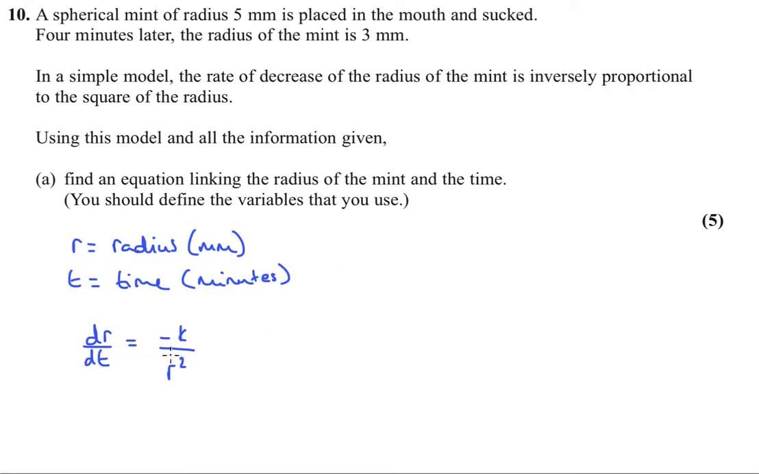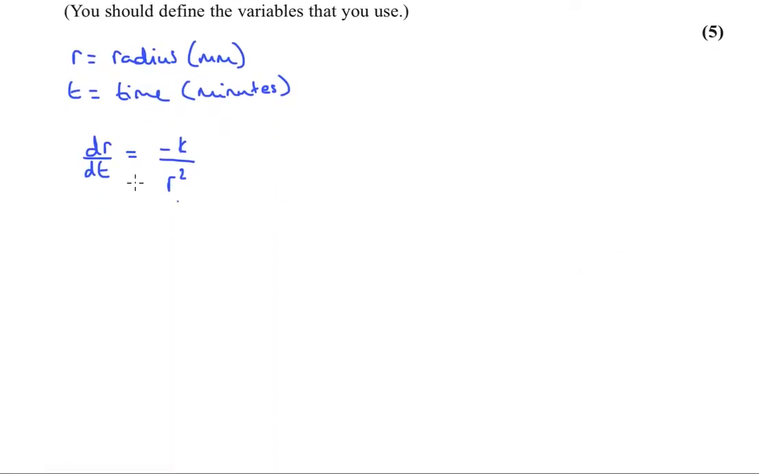We then need to solve this differential equation and use the information that we've been given to work out the value of k and work out the constant of integration that we're going to get. So we need to get the r's together on one side, so I'm going to have r squared dr is equal to negative k dt. Then we can integrate both sides, and this is going to be r cubed over 3 is equal to negative kt plus the constant of integration. So important that you remember that.